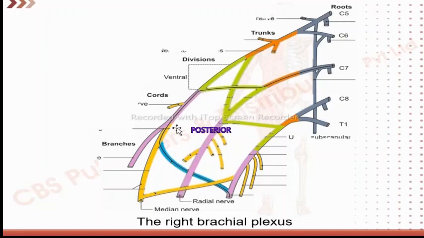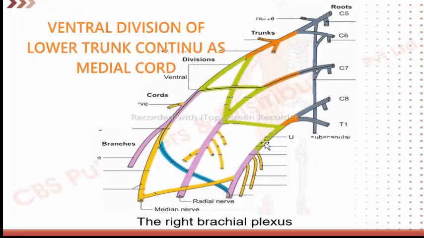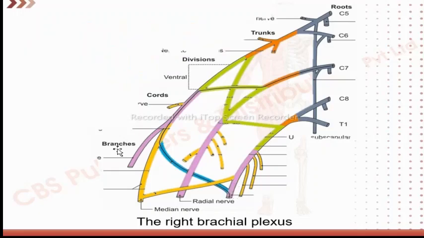Now how is the medial cord formed? The ventral divisions of the upper trunk and middle trunk unite and form the lateral cord. This one is the lateral cord, this is the posterior cord and this is the medial cord. The lower trunk continues as the medial cord. And then there are branches arising from the lateral cord, medial cord and posterior cord.